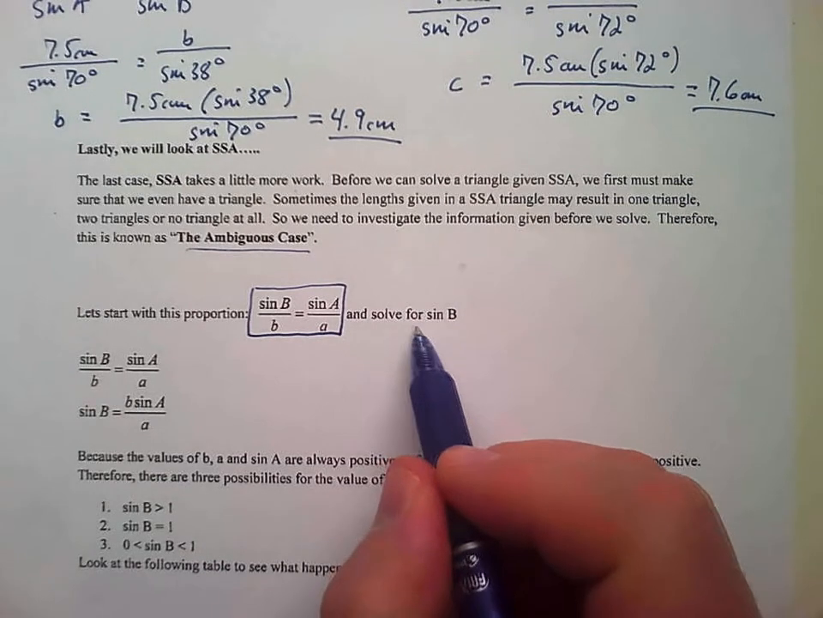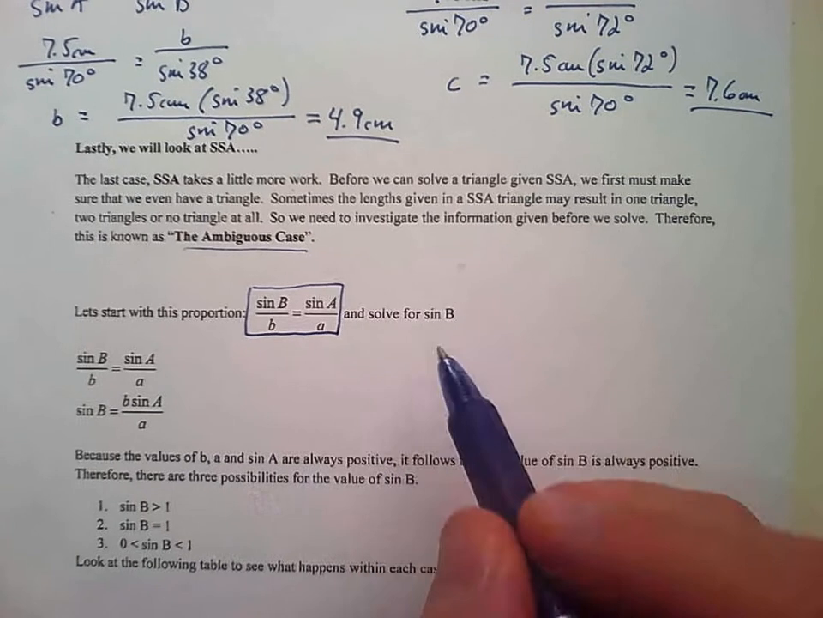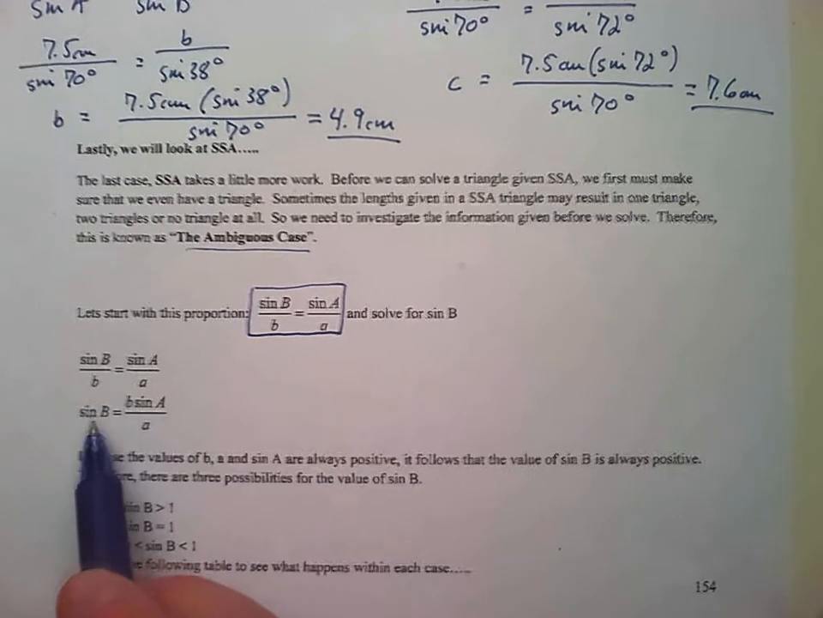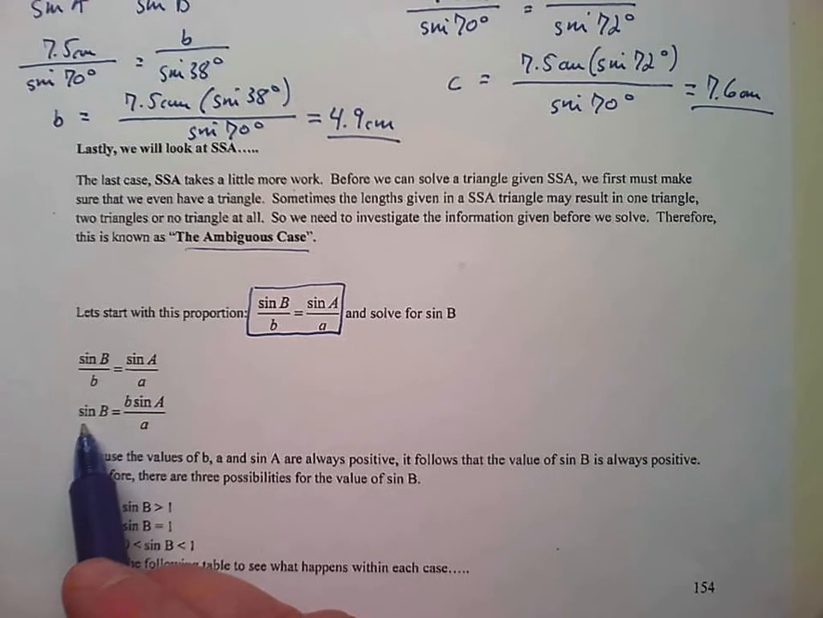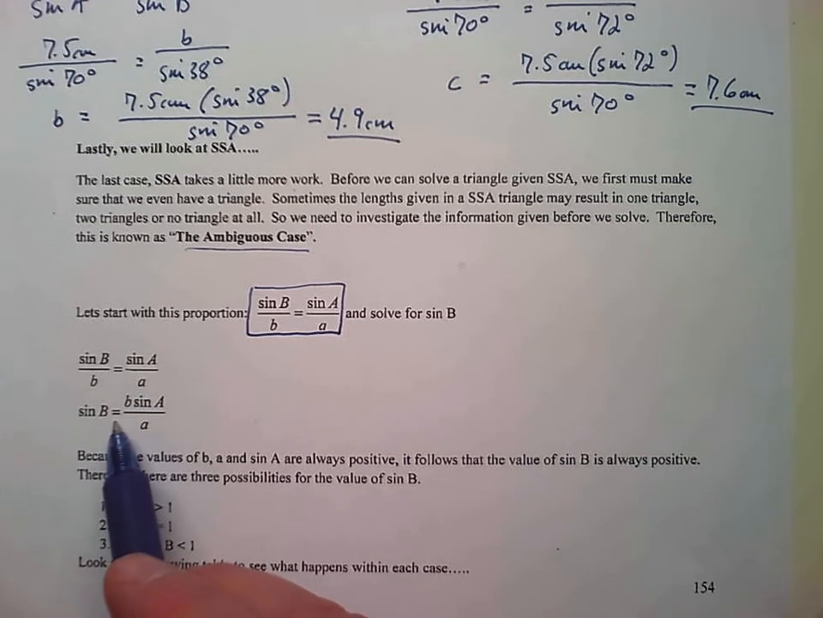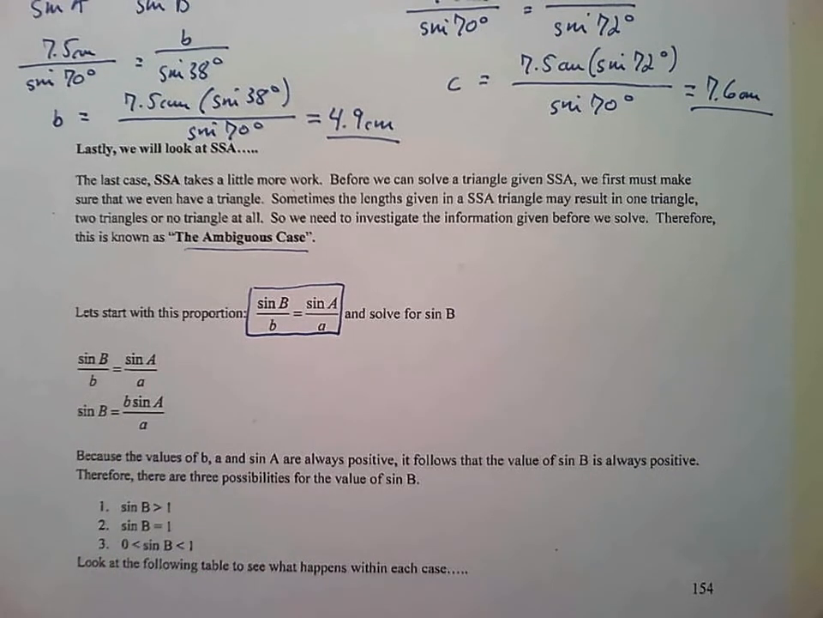And now it's asking us to solve for the sine of angle B. So here, if we do that, we're going to multiply both sides by the side B. And therefore, we're going to have sine of angle B is equal to little b times the sine of angle A divided by little a. Now let's take a look at this here for a second. This right here, we might have values that are going to give us these three cases.